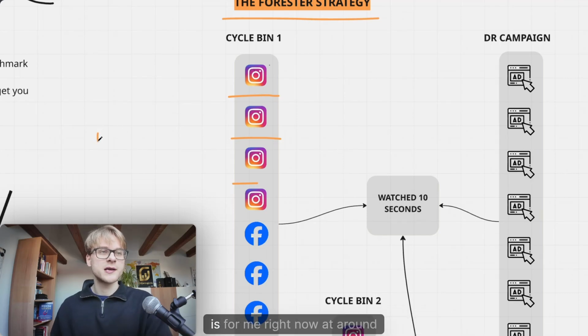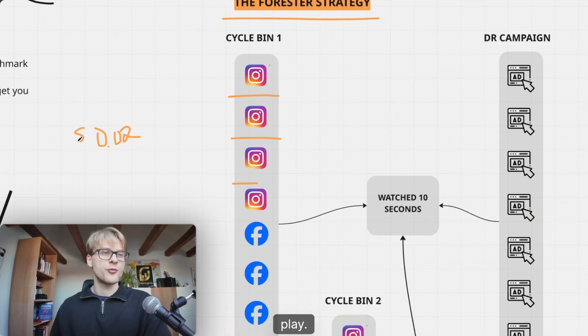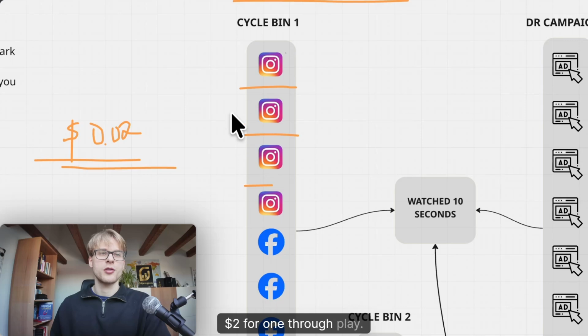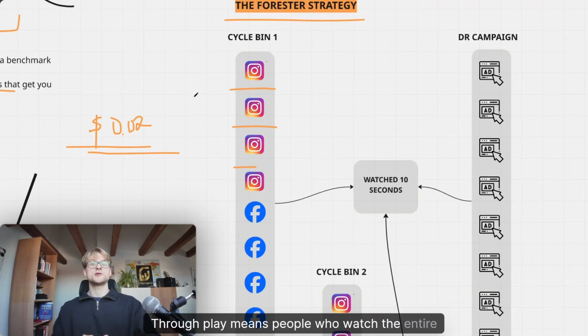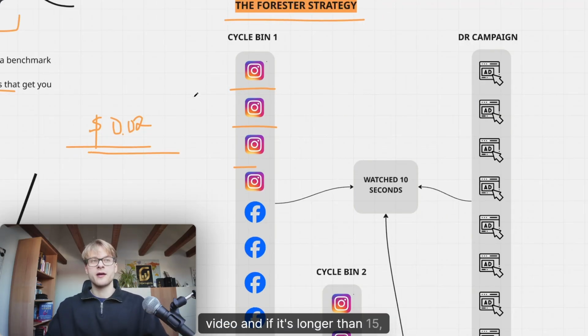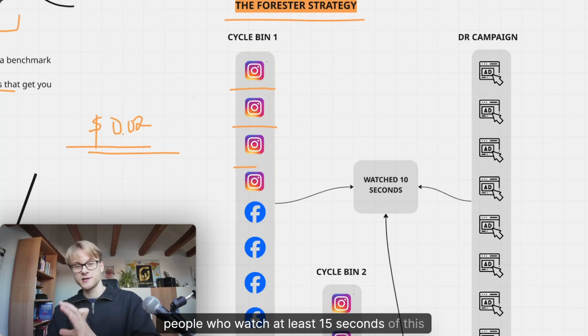And cost per through play is for me right now at around $2. Okay, I'm paying $2 for one through play. Yeah, for our clients, $2 for one through play. Through play means people who watch the entire video, and if it's longer than 15 seconds, people who watch at least 15 seconds of this video.